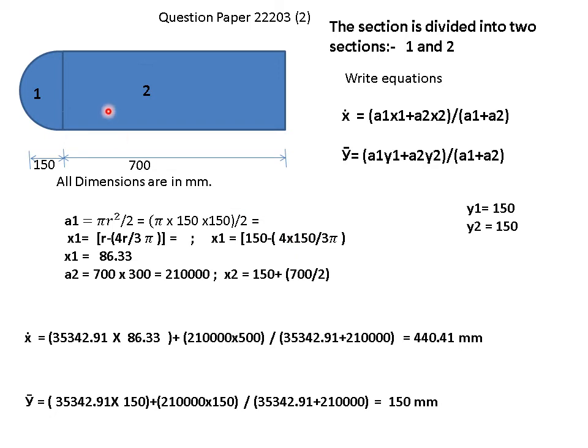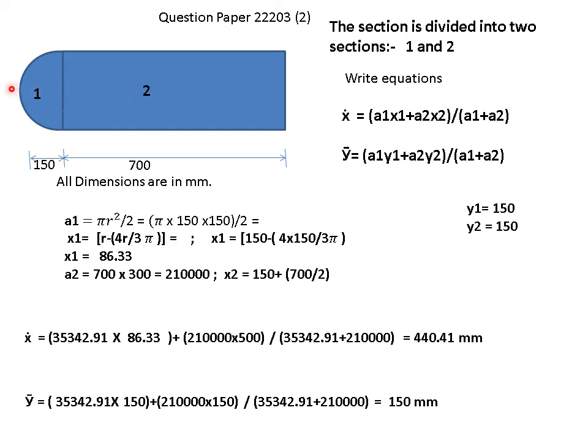This is the next problem. You have a combination of a rectangle and a semicircle. They are placed adjacent to each other. So I will call this semicircle the first figure and the rectangle the second figure. You have to find the centroid of this whole diagram.